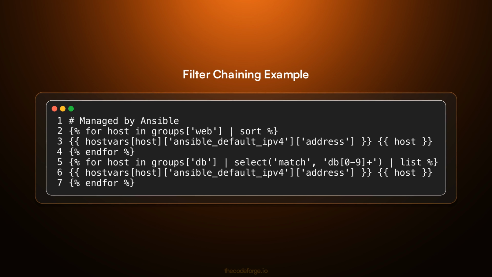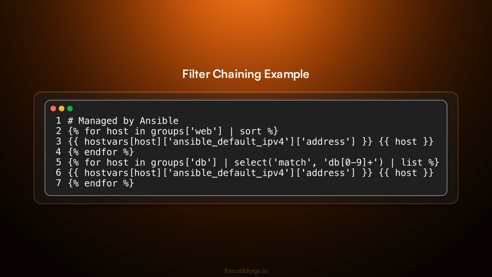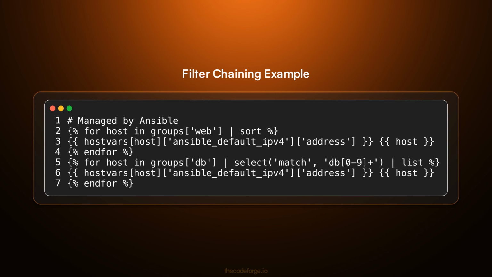This template generates an /etc/hosts file. It uses sort on the group, then accesses hostvars to get IPs. The second loop uses select with match to filter database hosts matching a pattern. Chaining filters makes complex transformations readable.